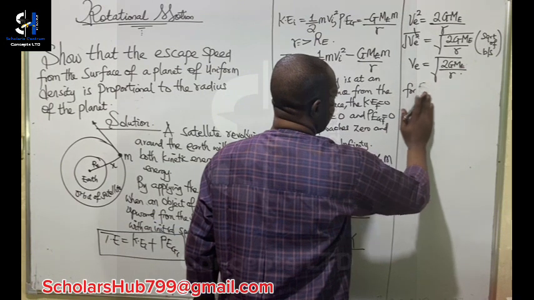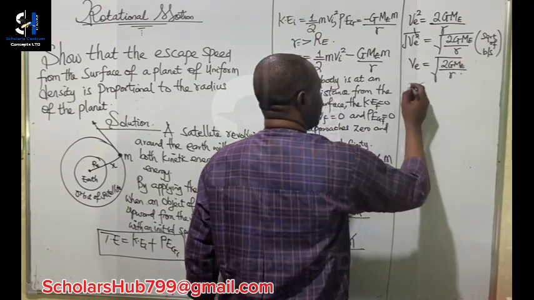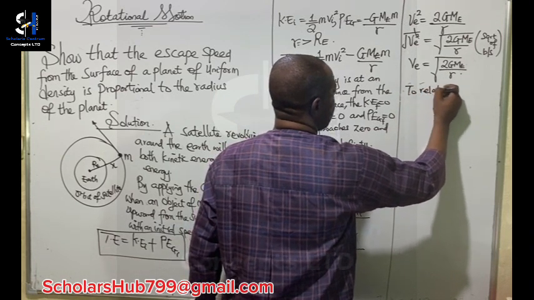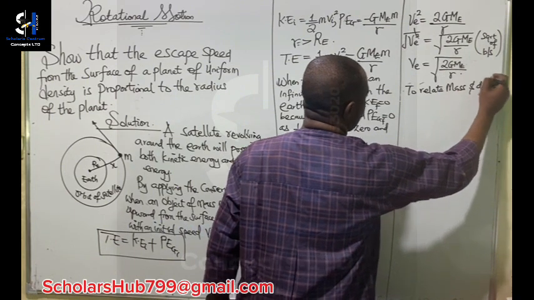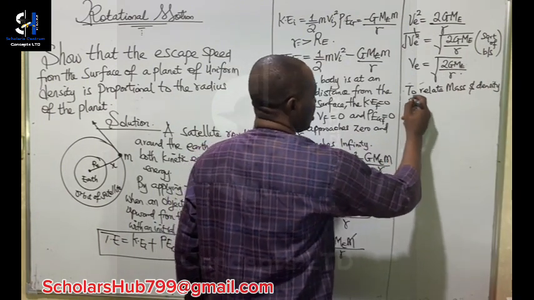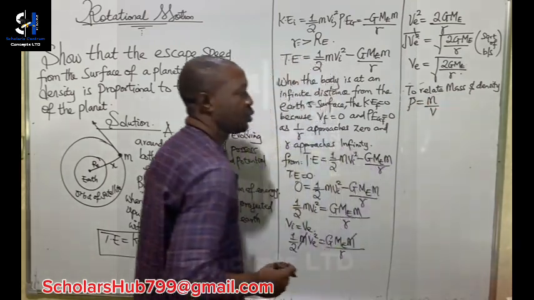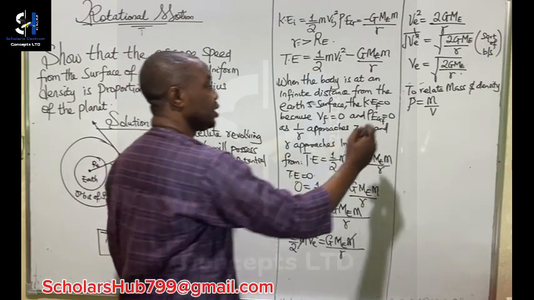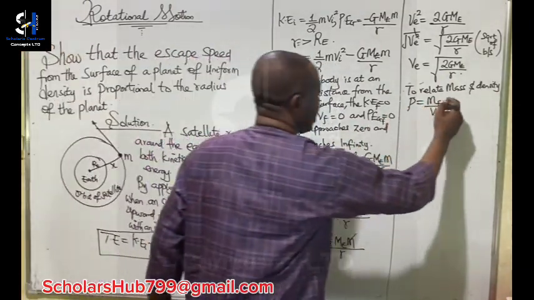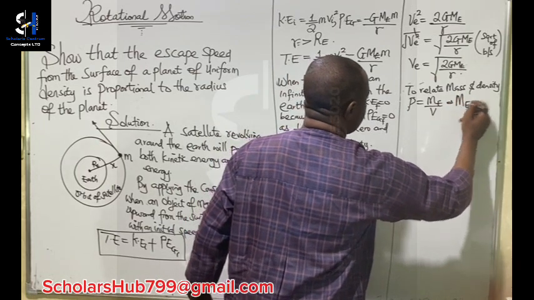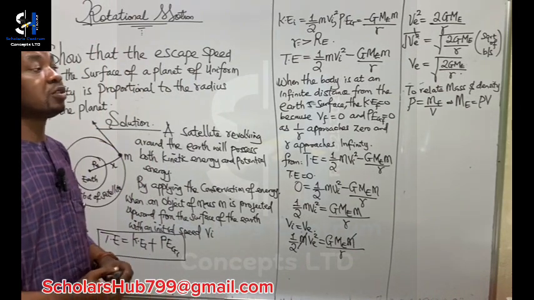Density, okay, let's manage the space. To relate mass and density, we are going to write density equals mass over volume. So we're going to express the mass of the Earth in terms of density. We can say that the mass of the Earth equals density multiplied by volume.